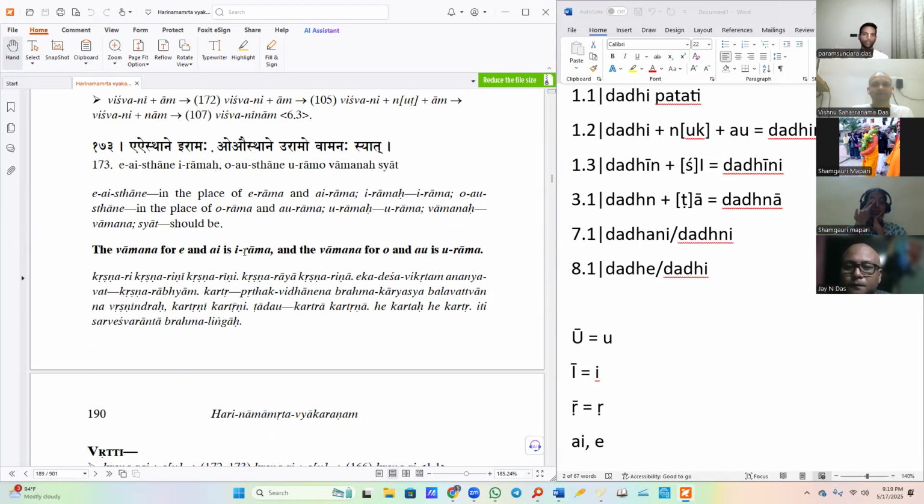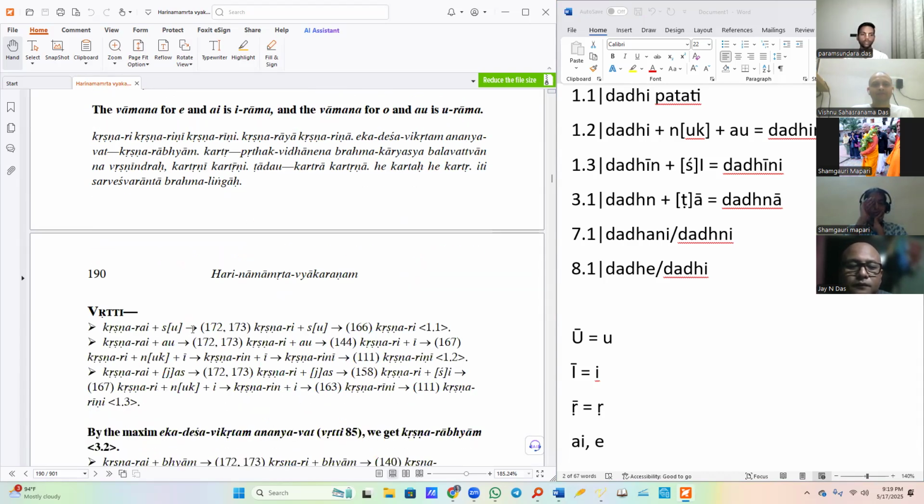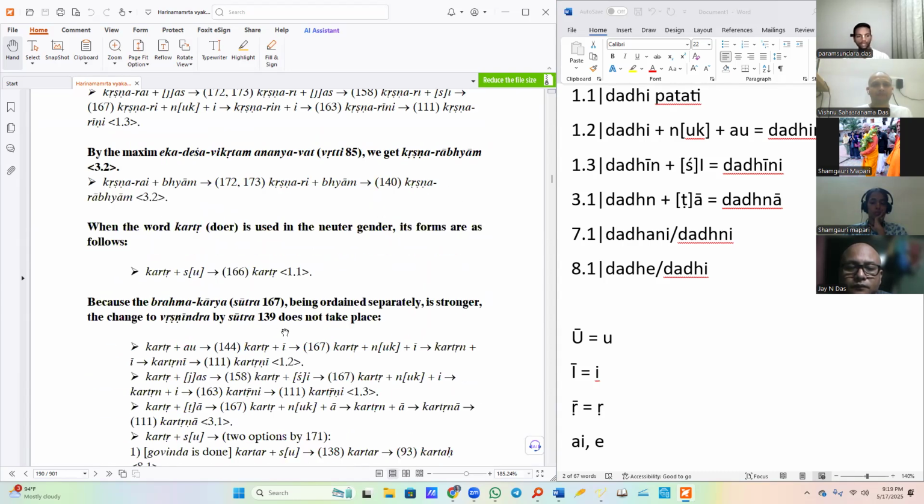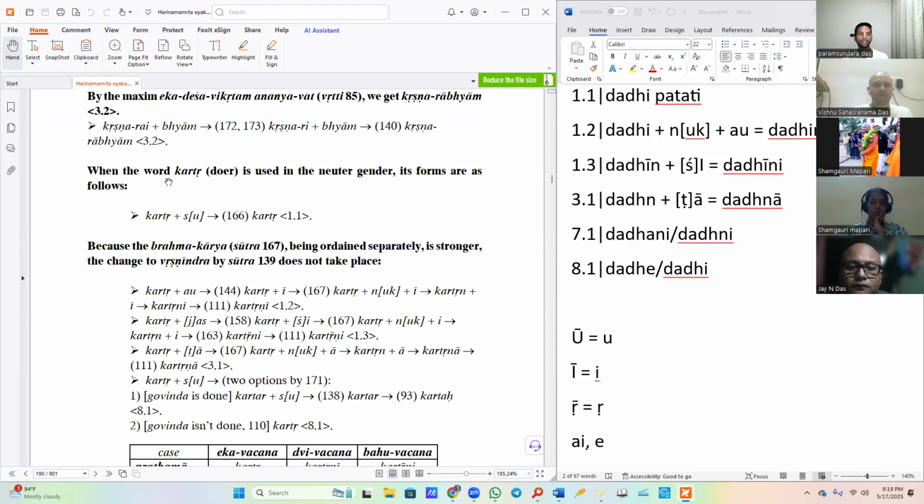Okay, simple. So now Krishna Rai is there, plus Su. By the previous rule, Brahmanta Trivikramasya Vamanaha, we make it into Vamana. So I becomes E, and then we keep on doing the declensions. Very simple. Then the last word, I believe, is Kartri. We also did Kartri in Purushottam Linga: Karta, Kartaro, Kartara. And we also have Kartri here. So Kartri plus Su, and we will decline like Brahmalinga.